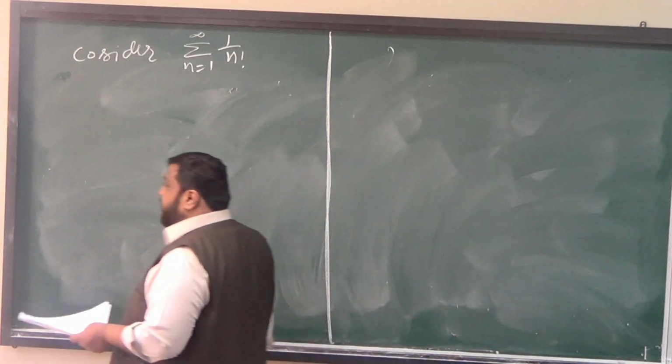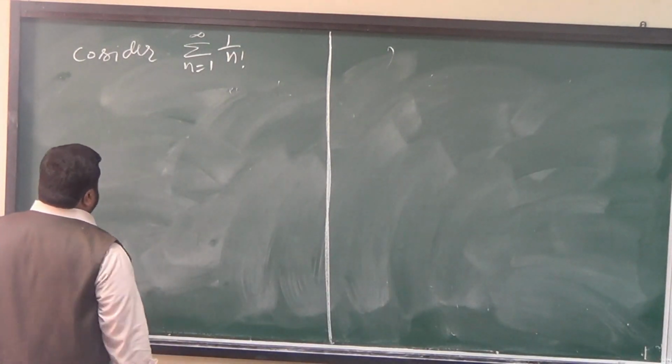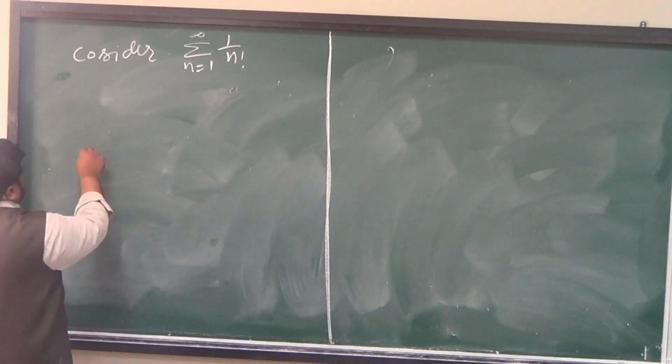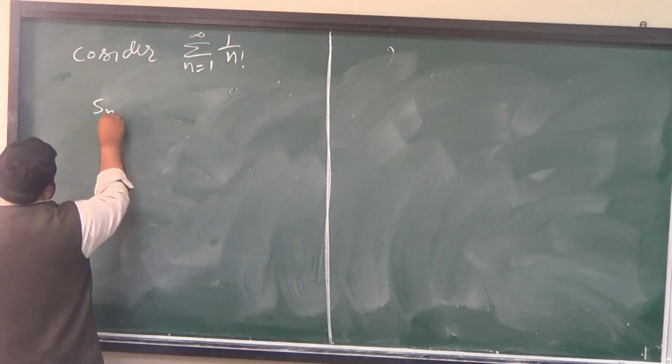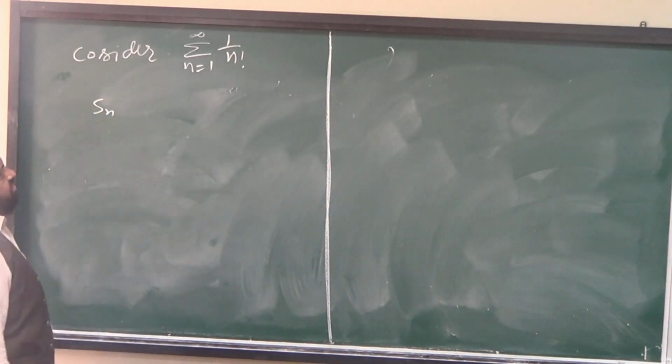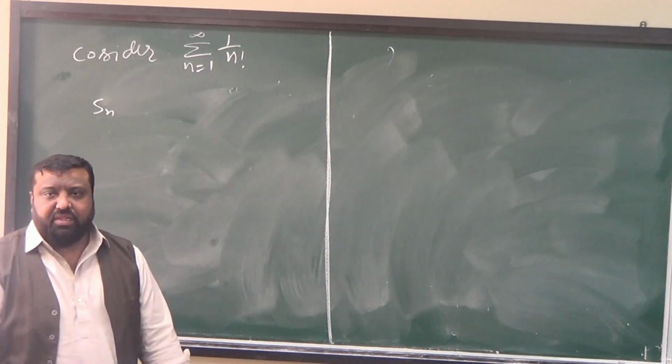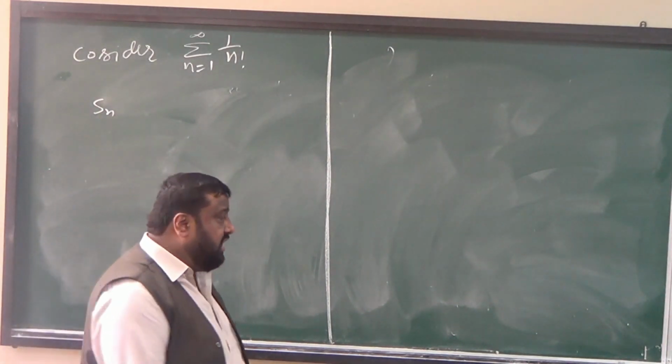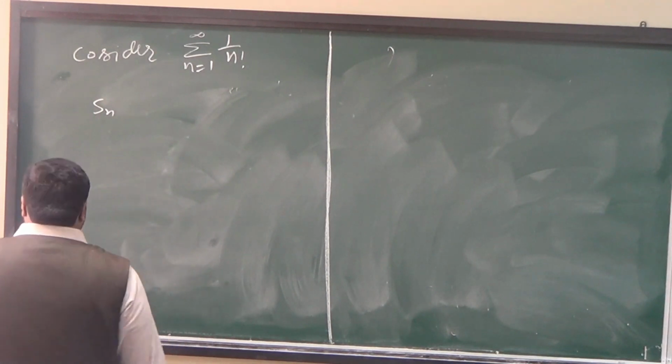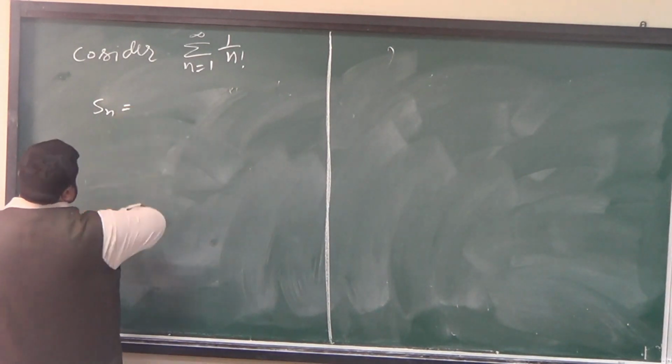Okay, so how can I show that this is convergent? So I can show that basically by, you know, the bounding methods and these kind of things that we have learned previously. Consider Sn, which is the partial sum.